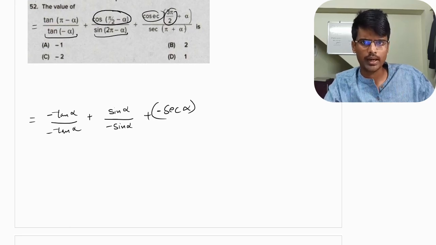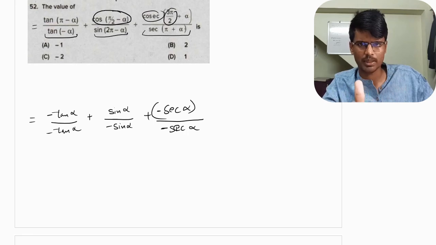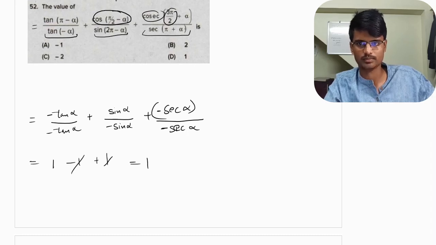And sec of pi plus alpha, we are in the third quadrant. In the third quadrant, sec alpha is negative, right? Yeah, we are in the third quadrant. In the third quadrant, only tan and cot are positive, so it's negative. So now we'll get this as 1, this is minus 1, and this is again 1, right? So this gets cancelled. The correct answer is 1, so the option is D.